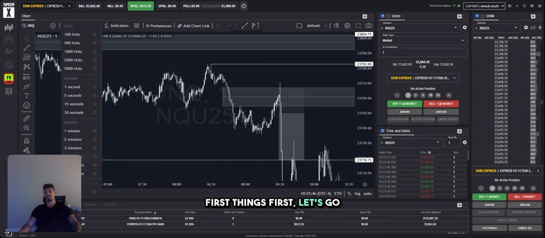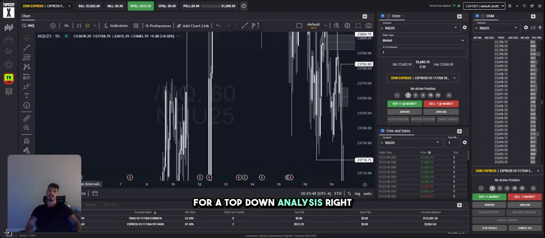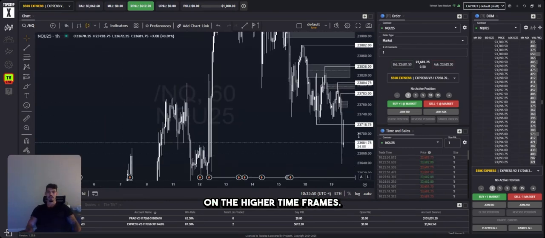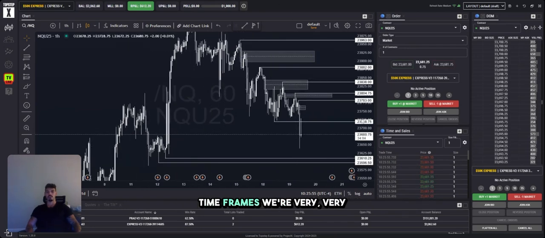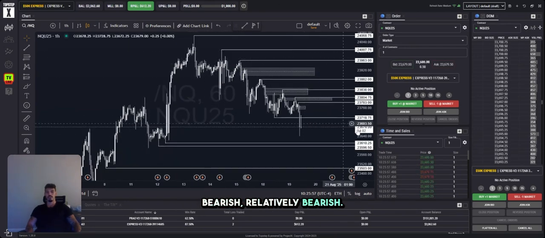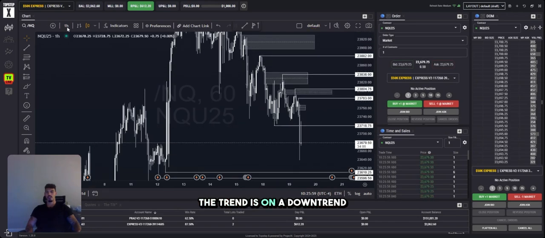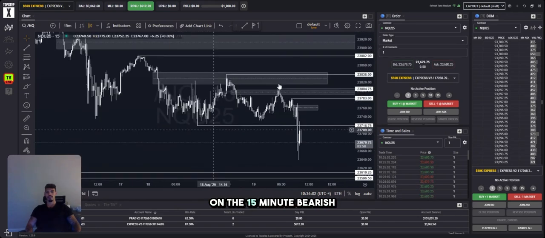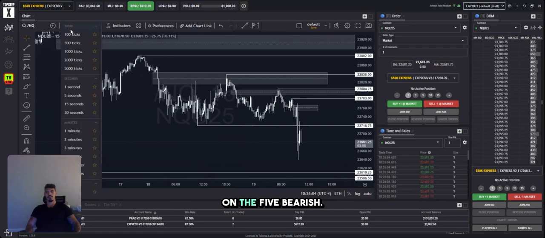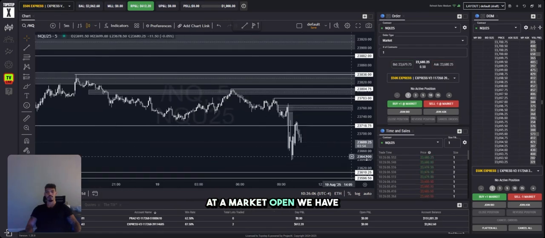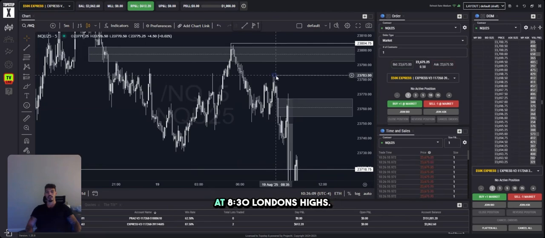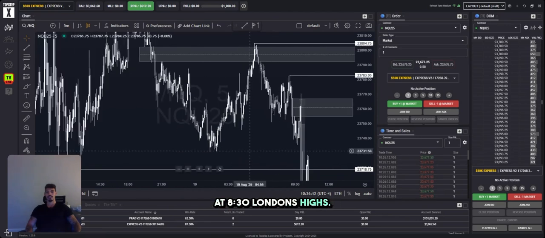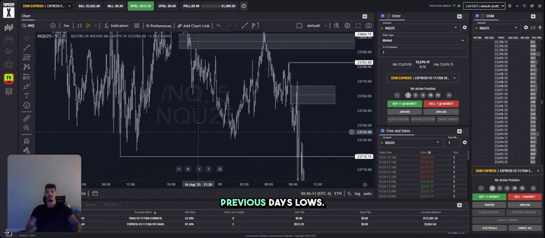First things first, let's go for a top down analysis, right? On the higher time frames, on the 1 hour, on the 5-4, all high time frames, we're very, very bearish, relatively bearish, right? The trend is on a downtrend. On the 15-minute, bearish. On the 5, bearish. At market open, we have these data highs right here at 8:30. London's highs. We have Asia lows around here, and we have previous day's lows.